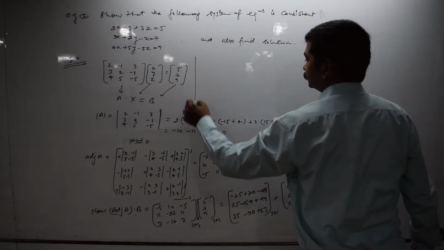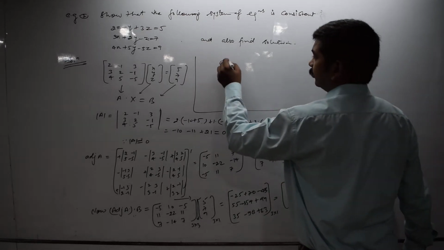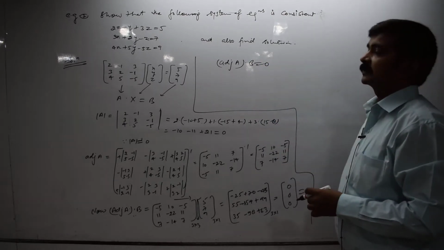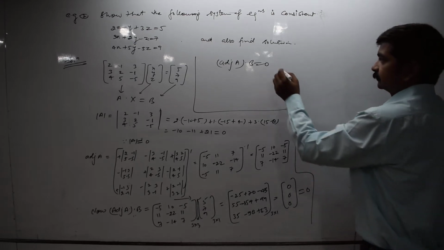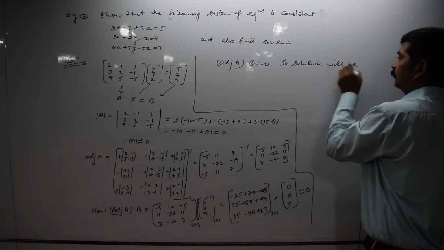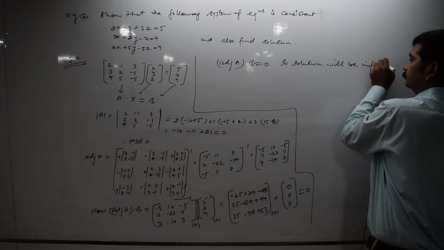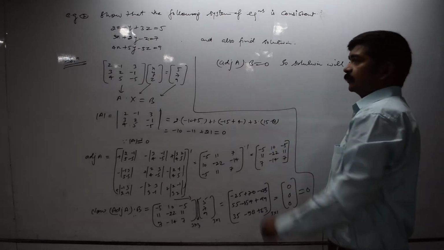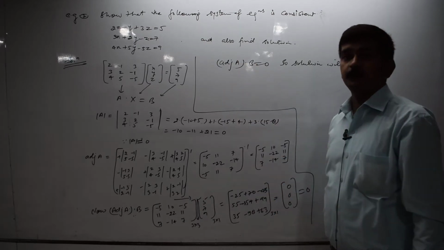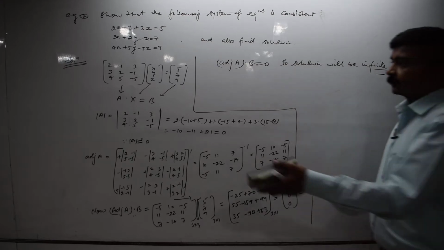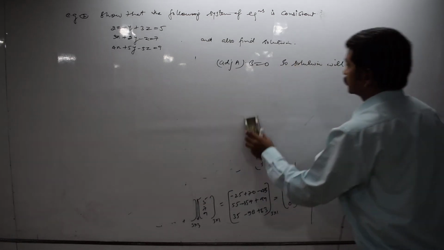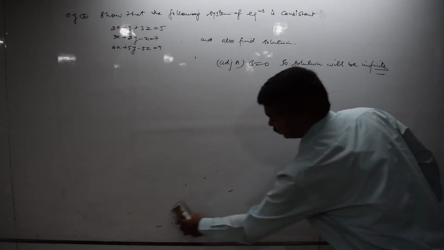So we know that if adjoint A into B equals 0, then the solution of the given system of equations will be infinite. If this does not equal 0, then the equations are not consistent, meaning the solution of these equations is not possible. Now we start the next steps. So we say here the solution will be infinite, meaning the equations will be consistent.